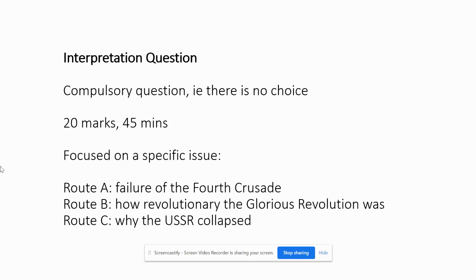It's also going to be focused on a specific issue. So you know which issue it is. It depends on which route you're following. In Route A, it will be about the failure of the Fourth Crusade. In Route B, it'll be about some aspect of how revolutionary the Glorious Revolution was. And in Route C, it'll be about why the Soviet Union collapsed.